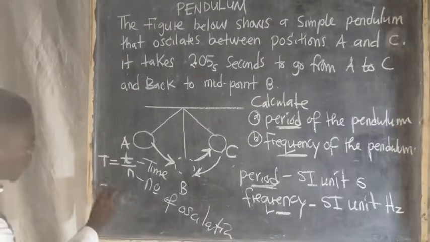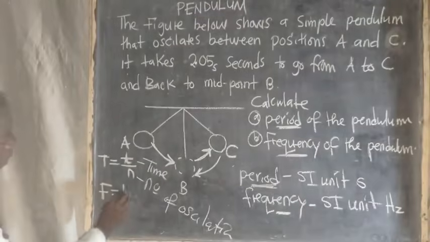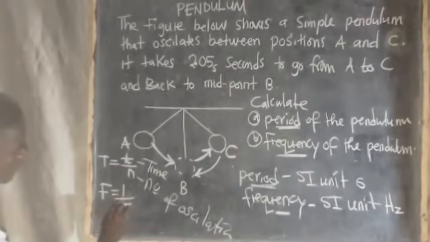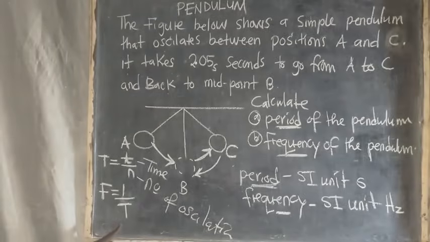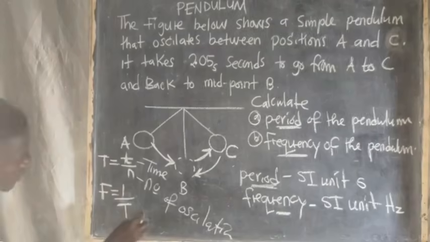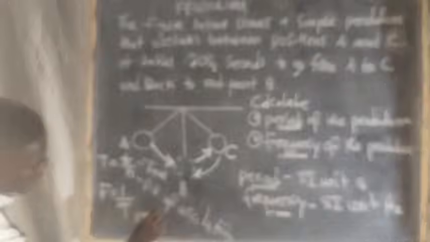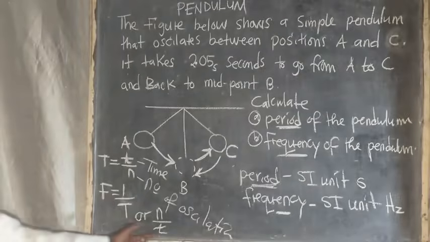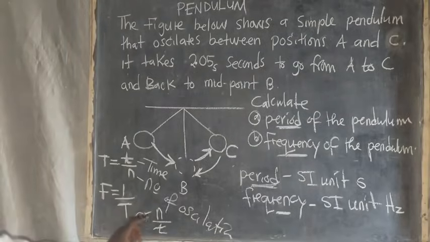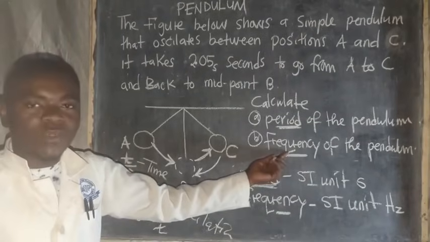And if you are asked to find the frequency, make sure you get this. Frequency is just given by the formula 1 over capital letter T. This is the period. So 1 over period. If you don't want to do this, you can just go direct where you say N over T. This is also a formula that can be used if you want to find the frequency.